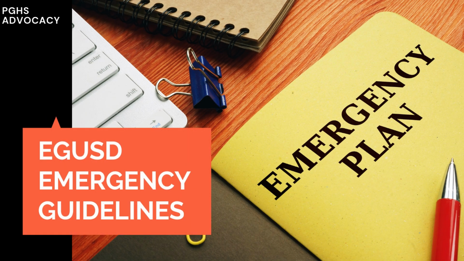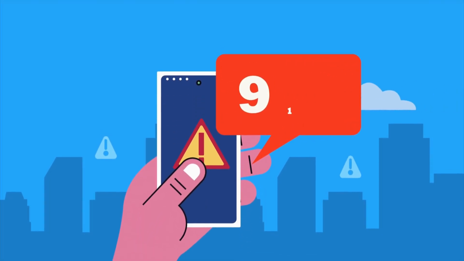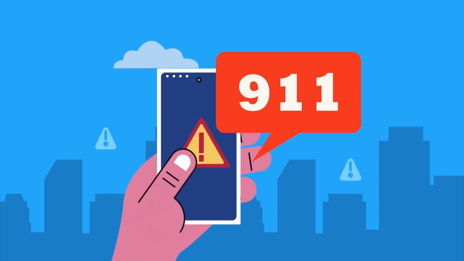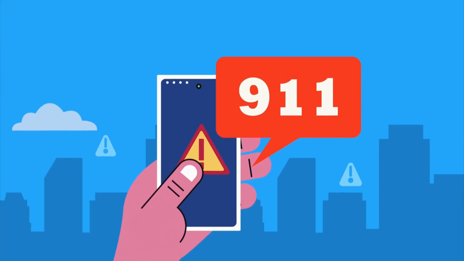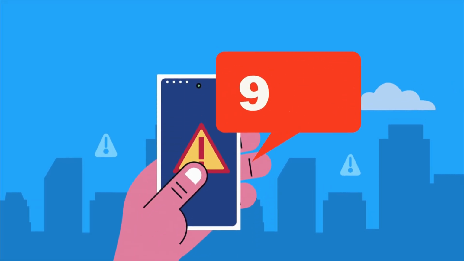This video is going to review the Elk Grove Unified School District Emergency Procedure Guidelines. The first topic we're going to talk about is when to call 911. You call 911 if there is violent or potentially violent crime in progress, if there's severe bleeding or injury, an unconscious person, a non-breathing person, or person in convulsions.